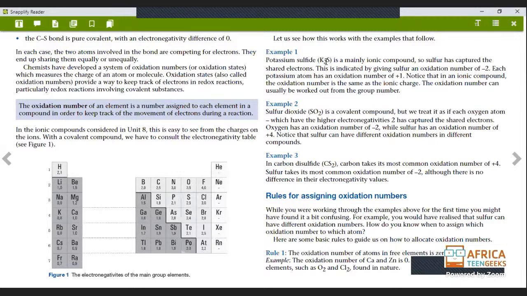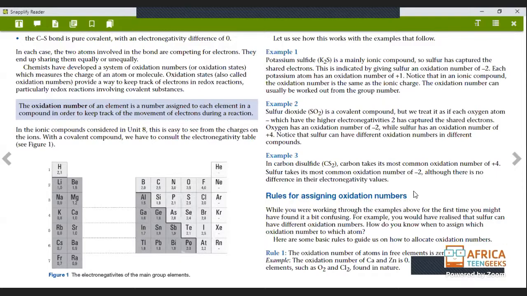But here we've got two Ks. So for K, it's going to be plus 1 plus 1, which gives us a plus 2. And then for S, we've got minus 2 because it falls under group 16, which is a minus 2. Both of them will cancel each other out, and that's why we do not have any charge that's outstanding there.